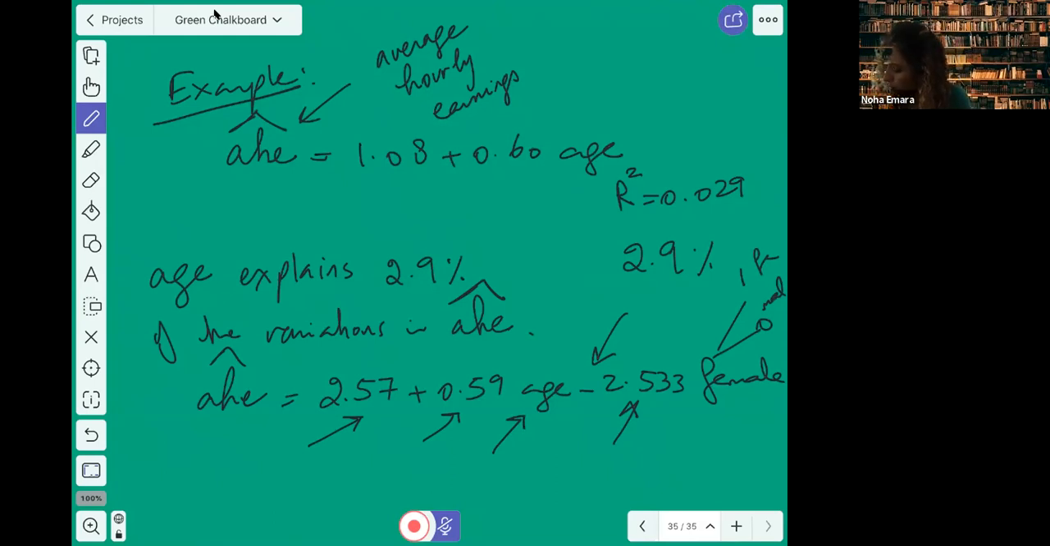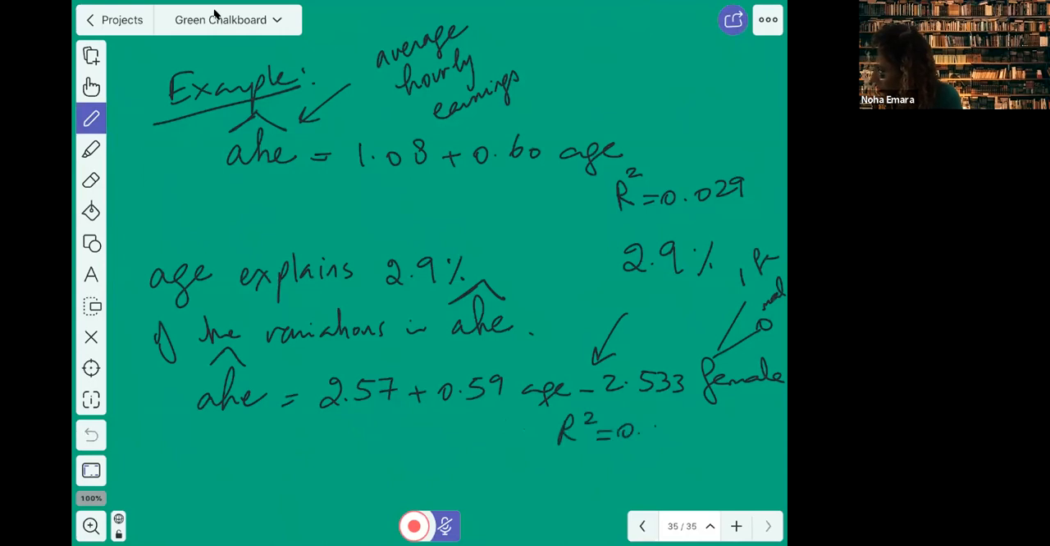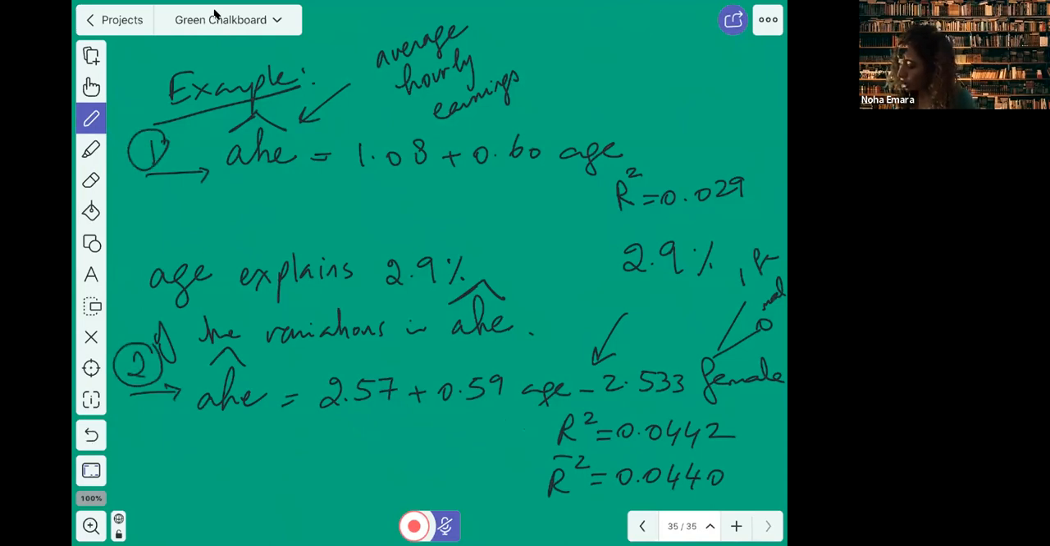So let's return to what we're focusing on. We're focusing on the explanation of the model. You got the model like this, and the results are R squared is equal to 0.0442, and the adjusted R squared is 0.0440. Now we're comparing this model versus this model. Let's call this one model one, model two. And of course, what you can say is adding the gender factor has increased the explanation of the model.